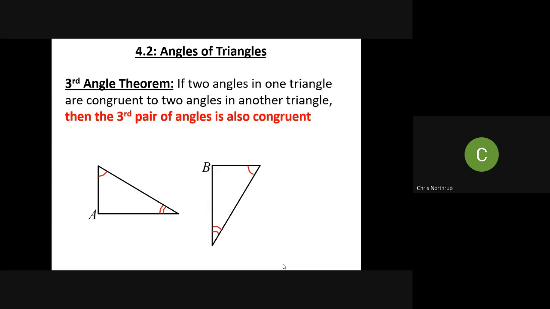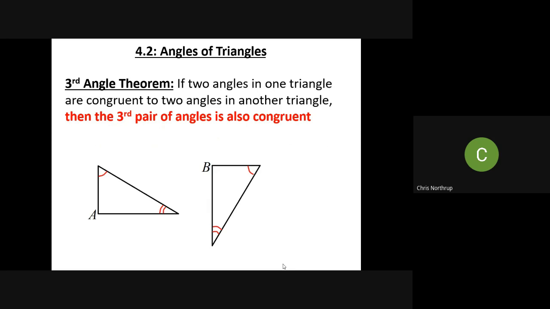Well, what this theorem says is since the other two pairs are congruent, angle A has to be congruent to angle B. And the basic reasoning here is, well, you've used up the same amount of 180 degrees in both triangles, so you have the exact same left over.